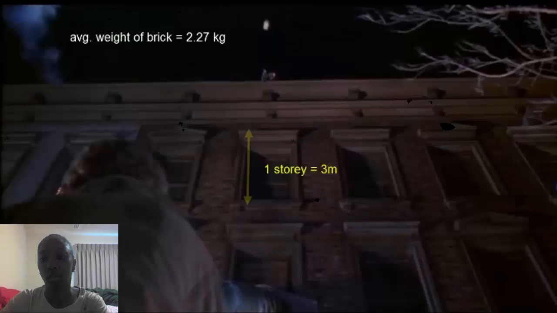Now, to get into the physics of the scene, here is some data to get us started. The average weight of a brick is 5 pounds, which is about 2.27 kilograms. As for the building, it has 4 stories, and as you can see, one story is equivalent to about 3 meters. This results in the building being about 12 meters tall.